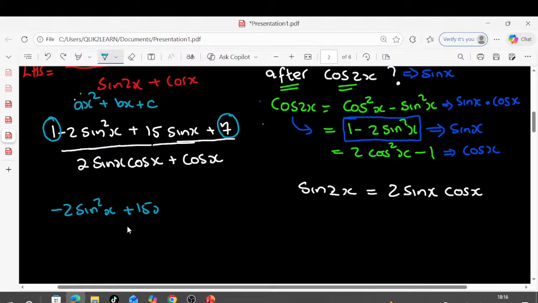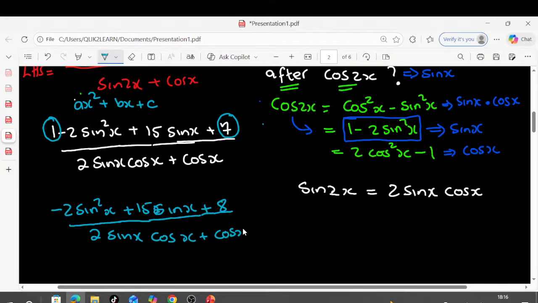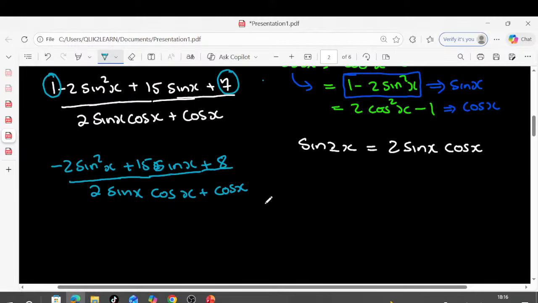So this is 15 sine x. We're going to add this to 8. Then everything is good on the denominator. We still have 2 sine x cos x, which is we added the cos x. Everything is good so far. But now, look at the top part. Look at the top part.